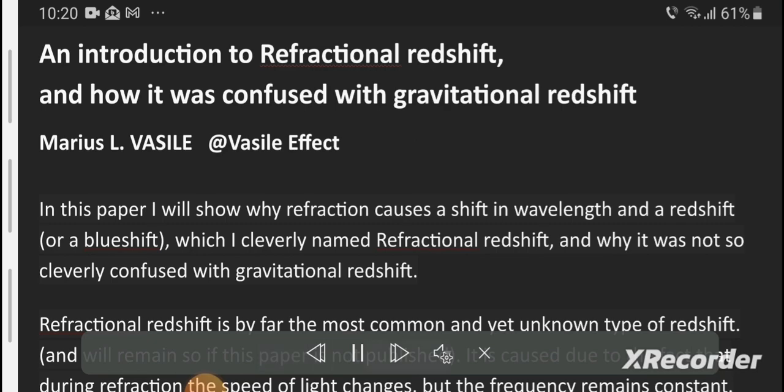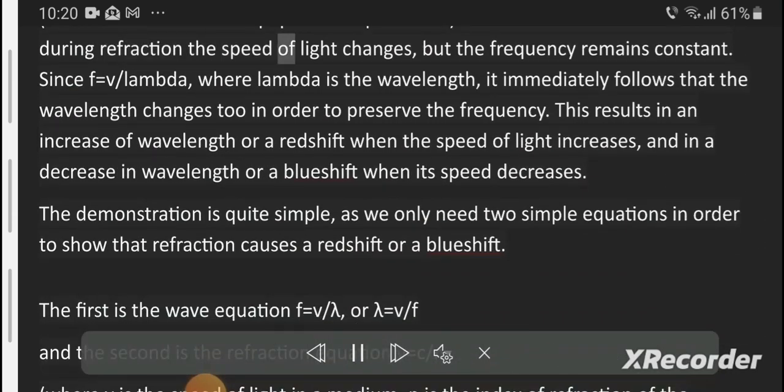paper is not published. It is caused due to the fact that during refraction the speed of light changes, but the frequency remains constant. Since f equals v lambda, where lambda is the wavelength, it immediately follows that the wavelength changes too in order to preserve the frequency. This results in an increase of wavelength or a redshift when the speed of light increases, and in a decrease in wavelength or a blue shift when its speed decreases.